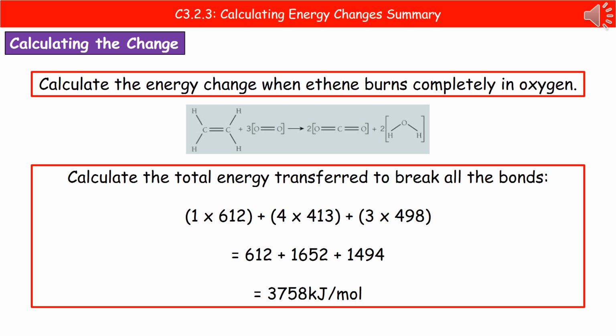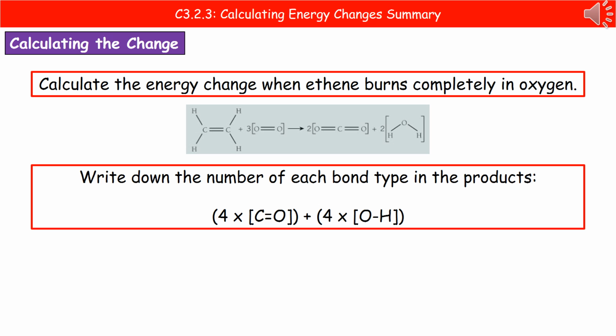The second thing to do is we use the table of information, because they will always give you a table. Don't worry, you don't have to memorize all those bond energies. So you use the table of information to substitute in the bond energies for each type. So our carbon-carbon bond, that was a double bond at the beginning, is 612. So 1 times 612 plus our 4 times 413 for our carbon-hydrogen bonds, plus 3 times 498, our double oxygen-oxygen bond. So when you work that out, it gives you 3,758 kilojoules per mole, which is the total energy transferred to break all the bonds.